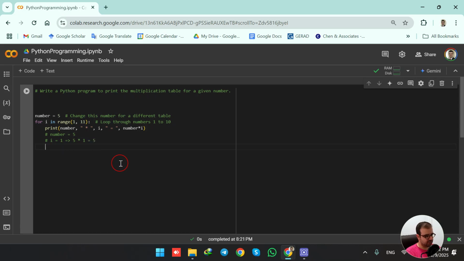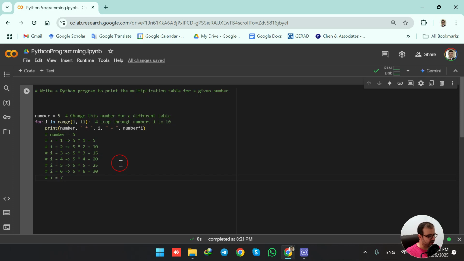equals 5. Okay. Then we are having I equals 2, 5 times 2 equals 10. Then I is incremented to 3, so 5 times 3, it's 15. Then I equals 4, so 5 times 4 equals 20. I equals 5. 5 times 5 equals 25. I equals 6. We are having 5 times 6 equals 30.